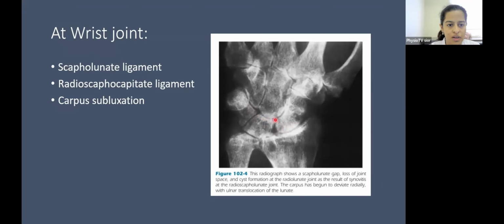Now, the radioscaphocapitate joint. Here, the radioscaphocapitate ligament is affected. This ligament is attached proximally to the radial styloid and goes on the volar aspect to attach on the scaphoid and then the head of the capitate. So if this gets ruptured, there is disruption in the architecture of the carpals and can lead to a carpal collapse, leading to wrist instability and further contributing to the vertical rotation of the scaphoid. Therefore, there is carpal subluxation.